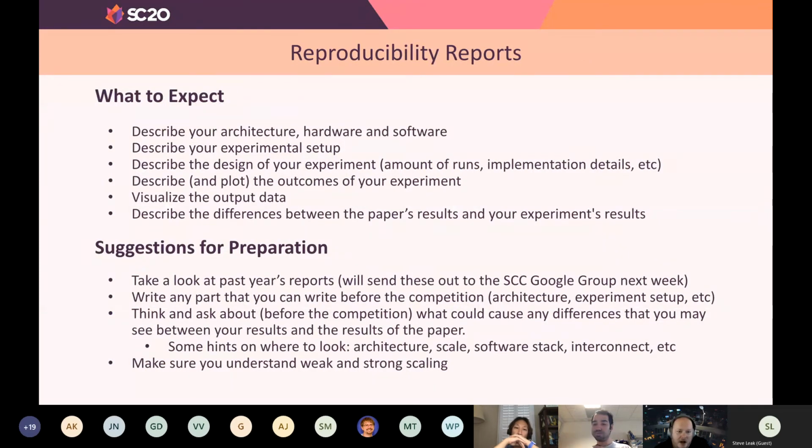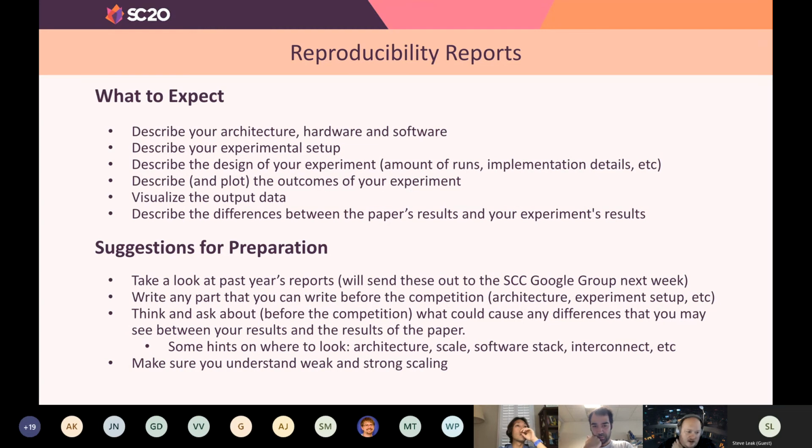So I'm going to talk a little bit about your reproducibility reports and what to expect. I'm going to paste quickly a link to all of the reports from past years. It's not all of the reports, it's actually the journals. Let me put that in chat real quick, so you can download that if you'd like. It has 3 years of reproducibility reports in that zip file.